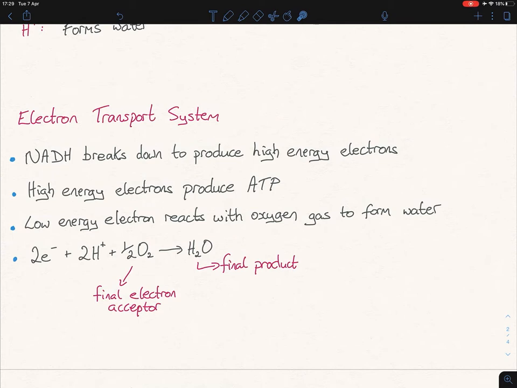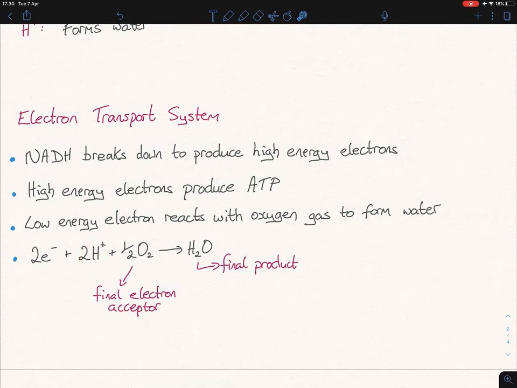So the low energy electrons, because they've lost all their energy in making ATP, react with oxygen gas. We know there's oxygen gas present because we inhale it. It's an aerobic process. And what happens is water is formed. So the low energy electrons react with oxygen gas to produce water. When water is produced here, this is the final step of the equation. So our oxygen gas here is the final electron acceptor.